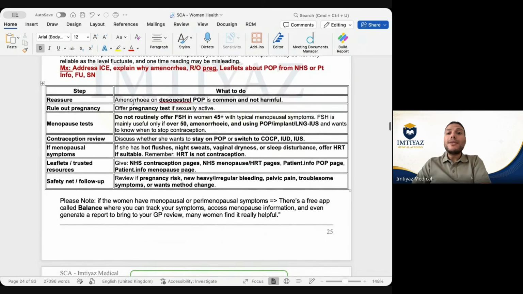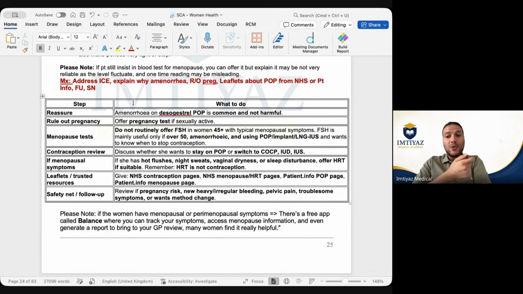In all menopause stations, there are good tips that you can tell your patient about. This is very important in any lady coming with premenopausal or menopausal symptoms. There is an application called Balance, as you can see here. You can download this application on your phone and track your menopausal symptoms. There is plenty of information and leaflets about menopause and self-help measures. You can also make a report about your symptoms and bring that report to us when you come for review.